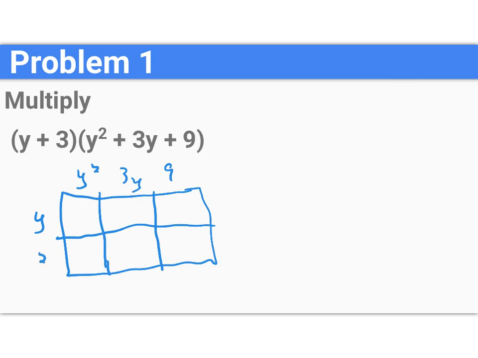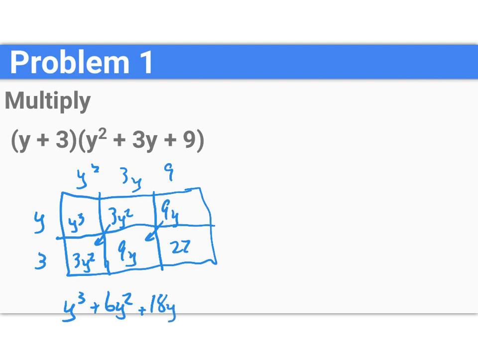So y, 3. So you get y cubed. 3y times y is 3y squared. 9 times y is 9y. 3 times y squared is 3y squared. 3 times 3y is 9y. 3 times 9 is 27. So, like I said before, if you go on the diagonals, it all lines up.